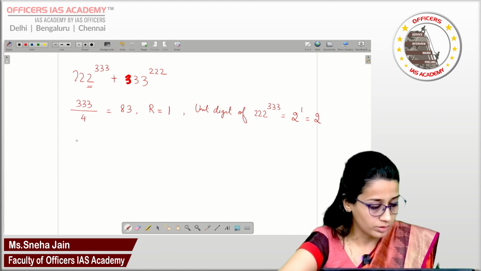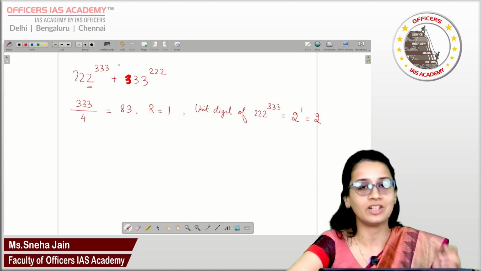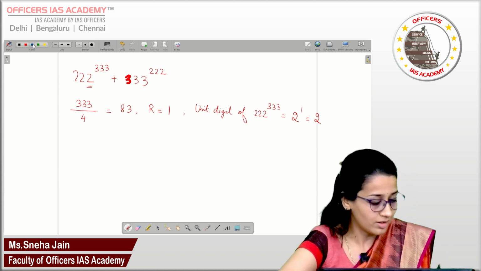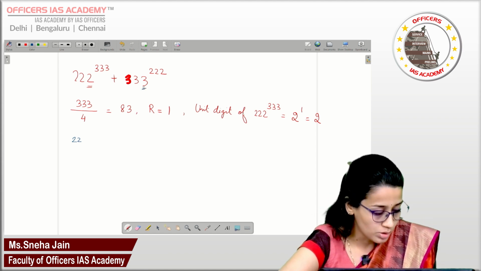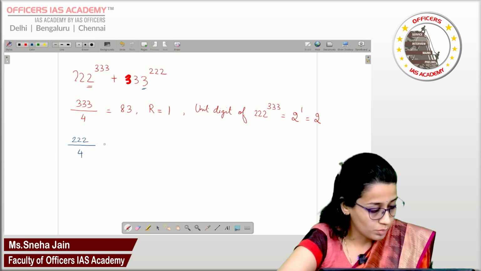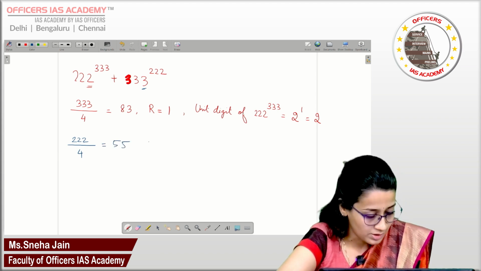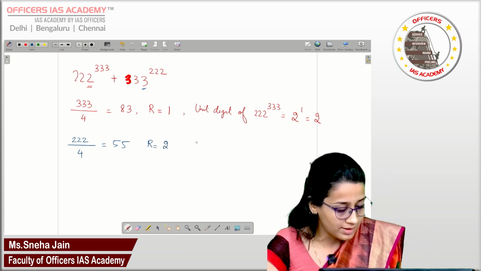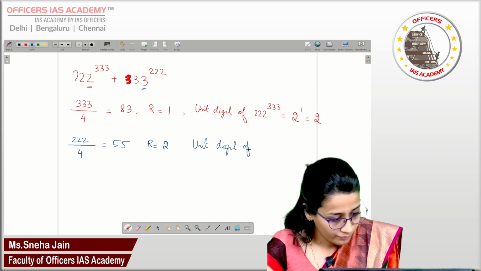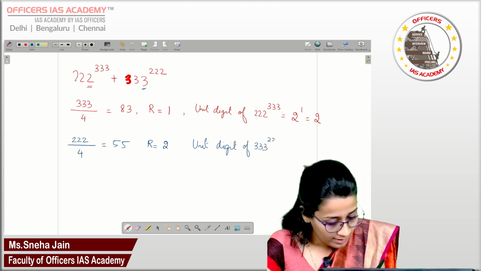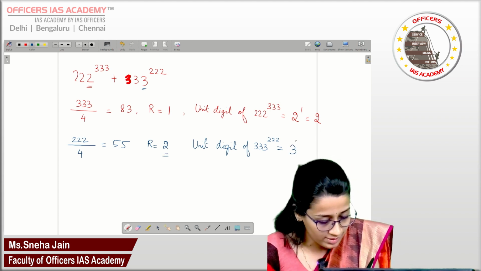Let us now find out the unit digit of the second number, that is 333 to the power 222. Because you have 3 in the unit digit, we divide the power by 4. 4 5s are 20, then you have 2, another 4 5s are 20, so your remainder is 2. So your unit digit here is nothing but 3 raised to the power of 2, which is 9.